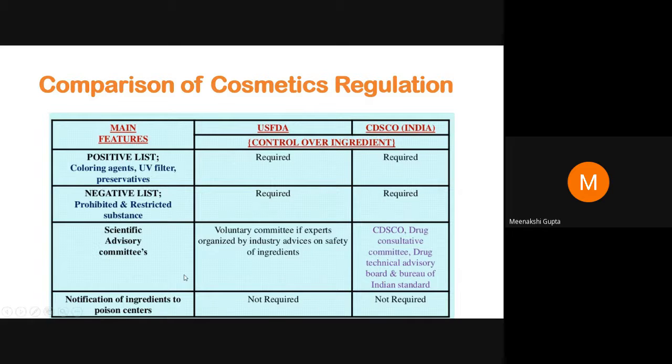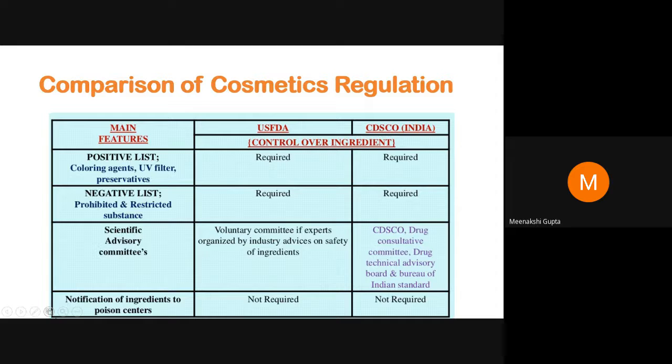Next, if we see the list of coloring agents, UV filters, and preservatives, all these are ingredients which are added into cosmetic products. Control over these ingredients is required in both norms, US FDA as well as Indian norms. Both regulate or control the type of color. We know that there are approved colors and non-approved colors also, and all these three items are controlled. Next is the list of prohibited and restricted substances. Under both India as well as the US, a few chemicals are totally restricted in cosmetic products.